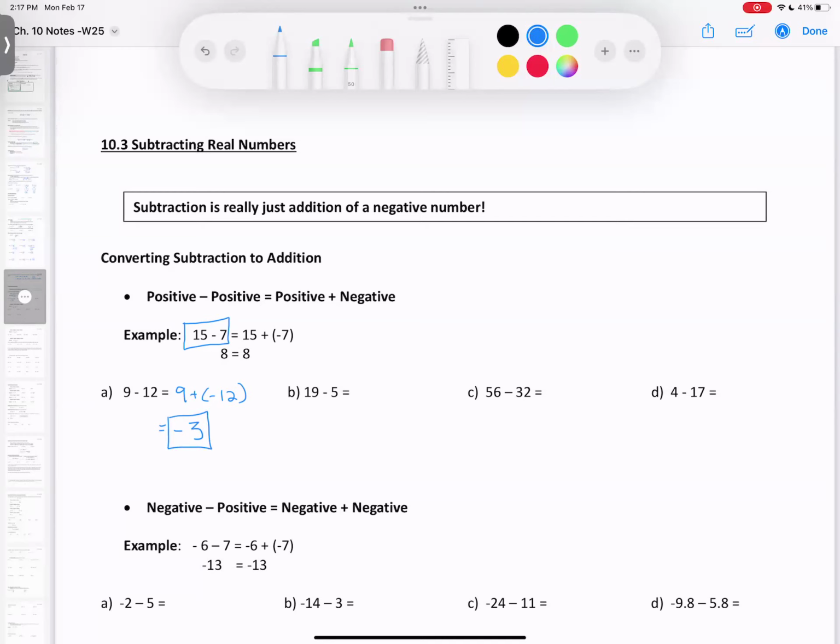Or you can think you've got one positive number here and one negative number. So you're going to do bigger minus smaller. So 12 minus 9 gives you the 3. And then you're going to take the sign of the bigger number, which is the 12, which was negative. So that's how you end up with the negative 3.